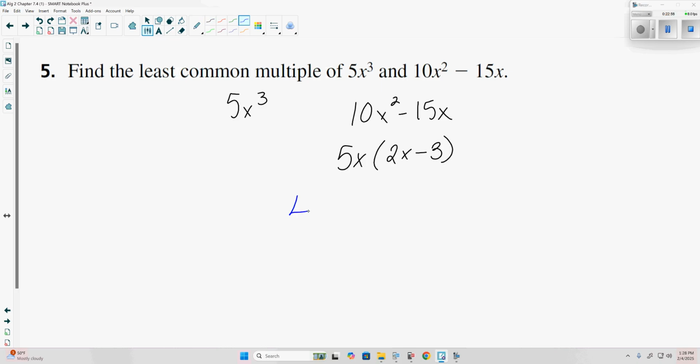And if we factor that 5x out, we're left with 2x minus 3.